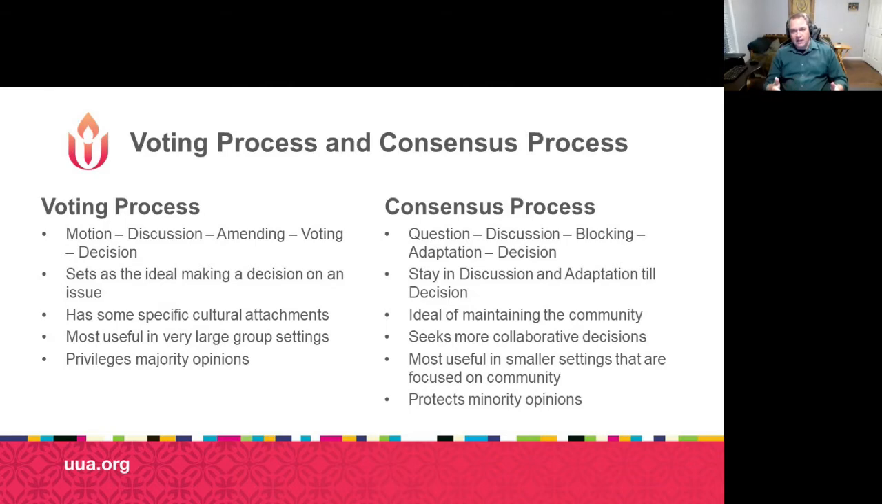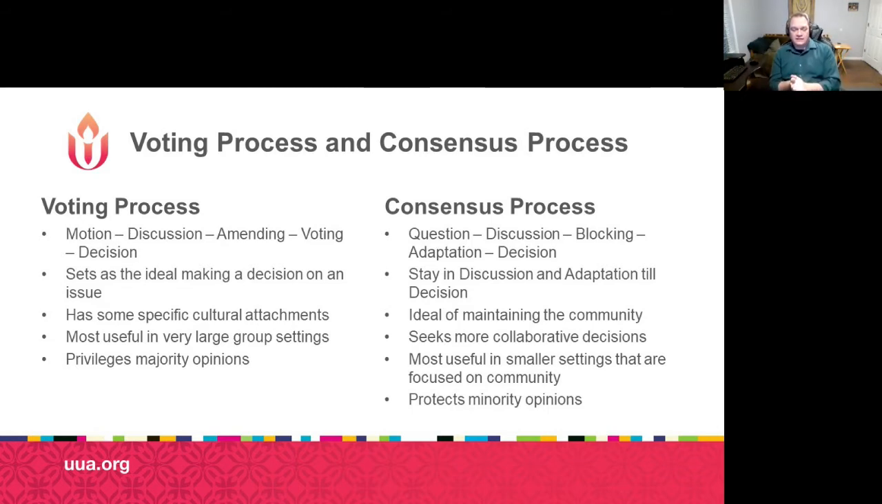Through discussion and blocking, that leads to adaptation, and continued, maybe more blocking, maybe more adaptation, discussion and adaptation, which eventually leads to moving the group towards a consensus decision. This is a harder process. There's a commitment that you stay in discussion and adaptation until there is a decision, or that you postpone discussion and adaptation if consensus cannot be reached.